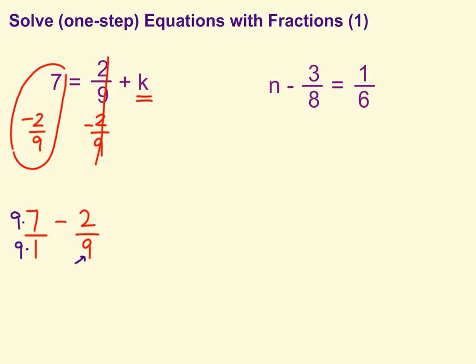9 times 7 is 63/9 minus 2/9. And then you keep your common denominator, and 63 minus 2 is 61. And then you want to look to see if 61/9 will reduce, which it does not. So k is equal to 61/9.